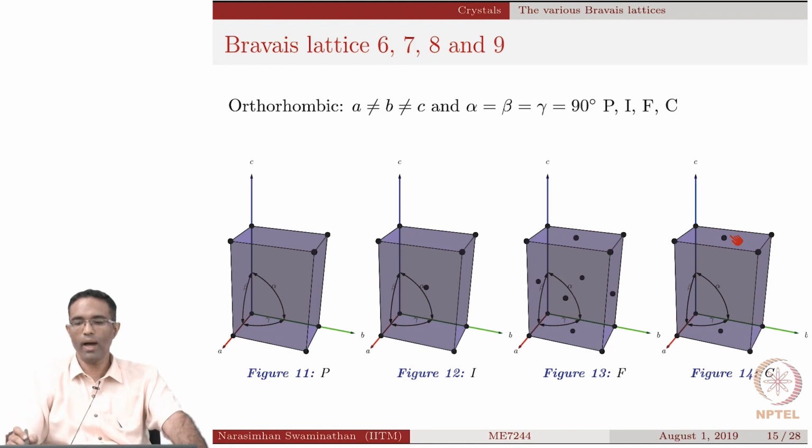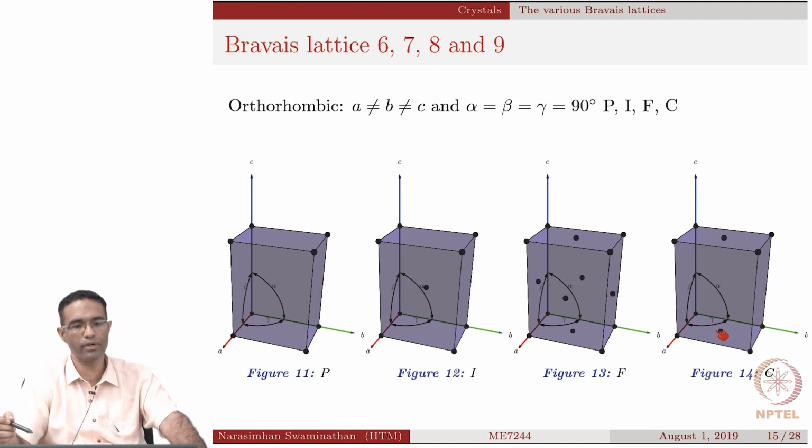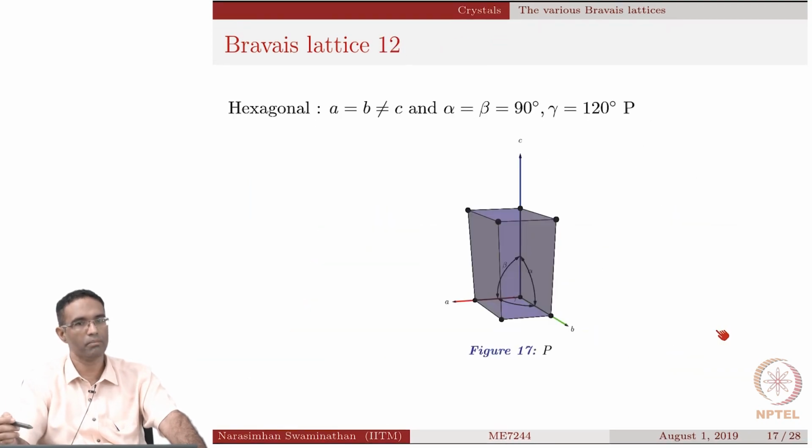Okay. So you have a centered lattice. So at least at opposite faces, you will have one lattice point, giving types 6, 7, 8, and 9. So you have four different versions of the orthorhombic Bravais lattice.